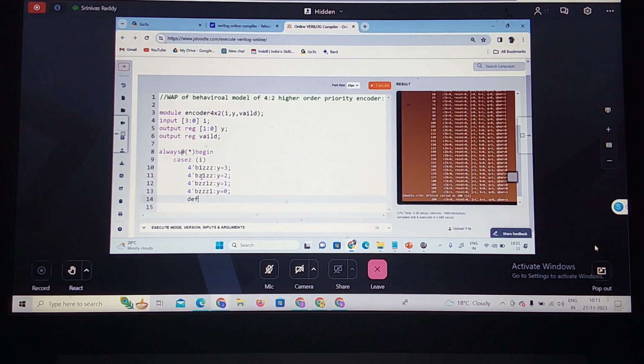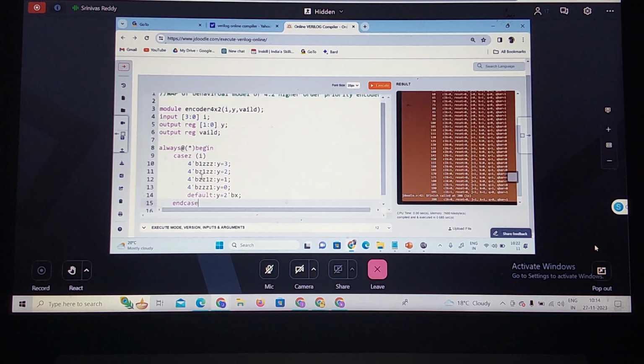Let us write the default. Y is equal to what? Y is equal to, let us take 1'b or 2'b of X. Y is nothing but a vector here. 2'b of X. Right. Now I'm going to end the case.